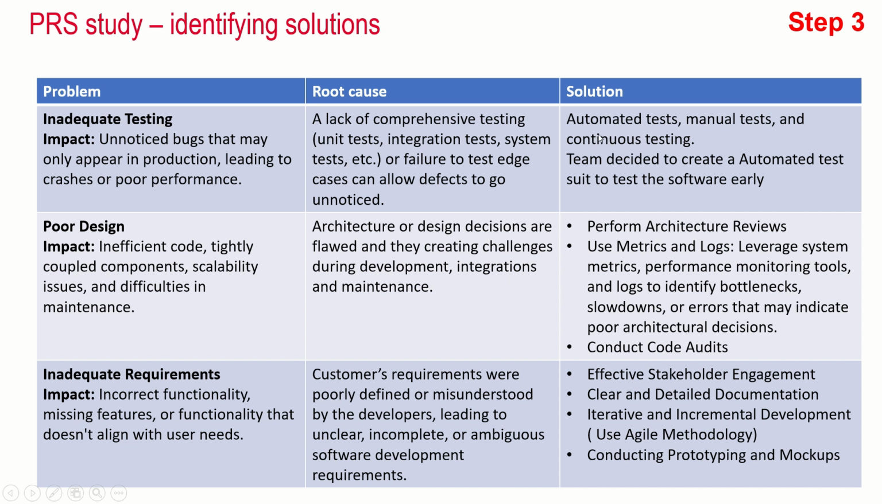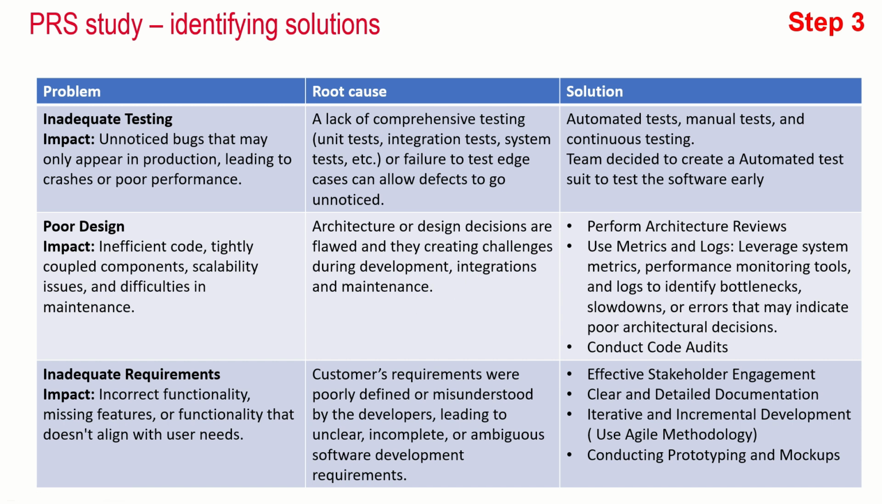And the solution was that the automated tests, manual tests, and the continuous testing, the team decided to create an automated test suite to test the software early. This is one of the solutions to the problem, which is inadequate testing, because of which there were defects in the software code. The second was the poor design, and the root cause of the poor design is the architecture or design decisions are flawed and they create challenges during development, integrations, and maintenance.